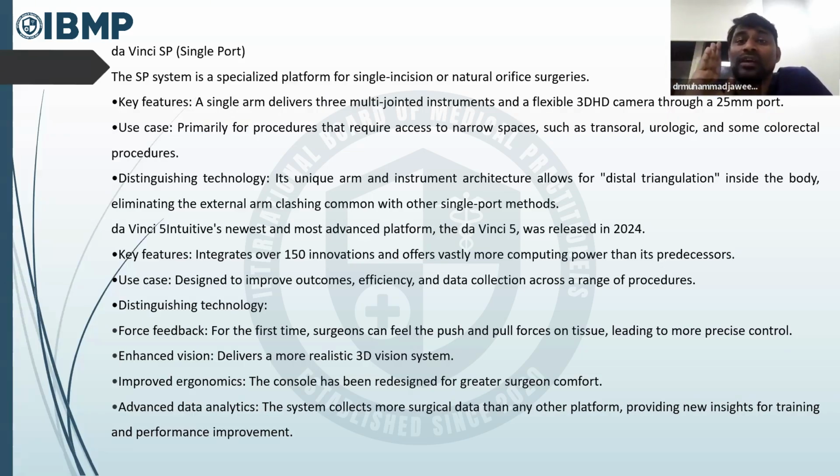It can have multi-joint instruments. It has a flexible 3D HD camera through a 25 mm port. So the port will be 25 mm, in which the camera and all instruments can fit. It is primarily for procedures that require access to narrow spaces, transoral, urology, some colorectal procedures, where you can operate through a single port. Got it? Its unique arm and instrument architecture allows for distal triangulation inside the body, eliminating the external arm clashing that is common. Suppose when you're using 3 arms, you can clash, whereas in a single arm, you don't have any clashes. Till now, get it? Any doubt?